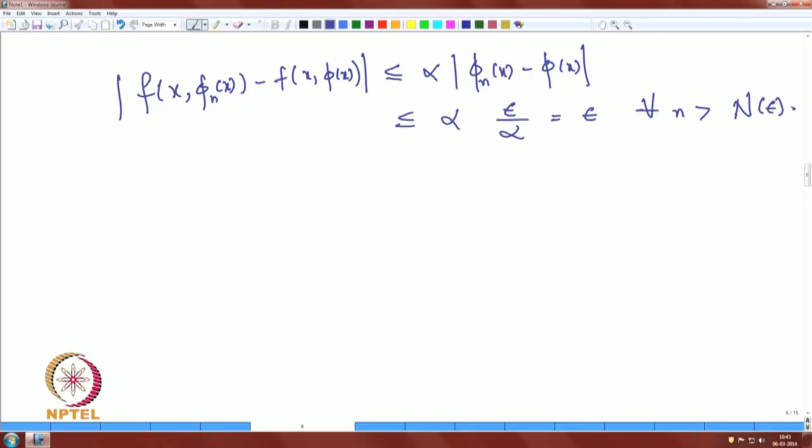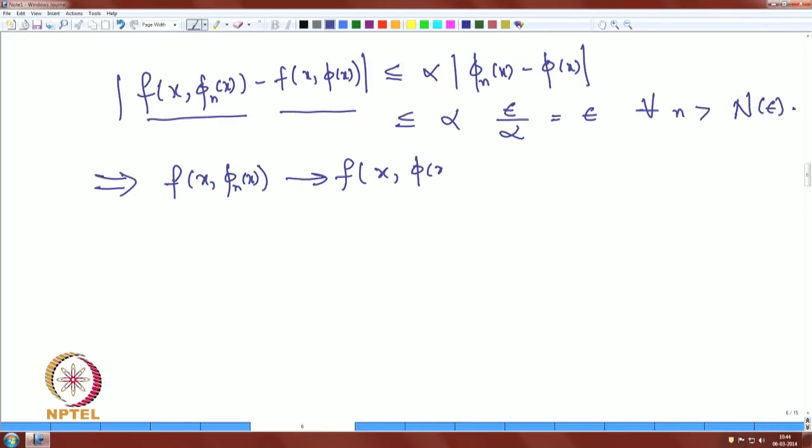So, for a given epsilon greater than 0, we could prove that there exists an N such that the absolute value of the difference f of x phi n minus f of x phi x is made less than epsilon for all n greater than N of epsilon. So, this shows that f x phi n x converges to f x phi x uniformly on x 0, x 0 plus h.